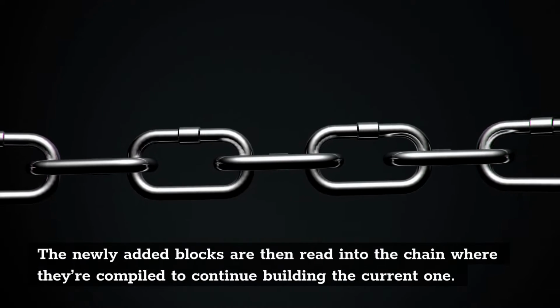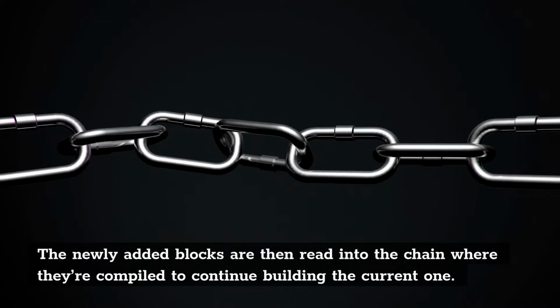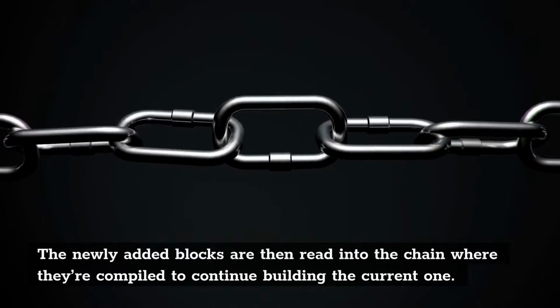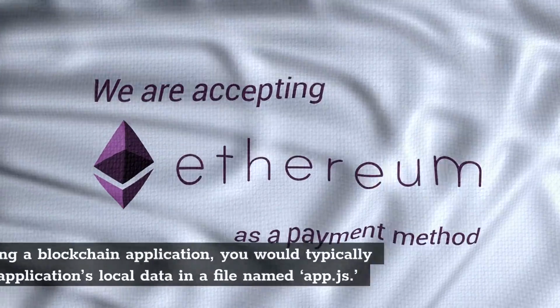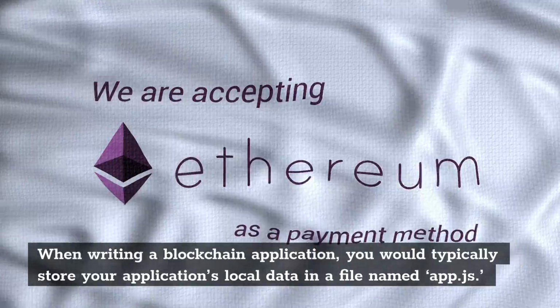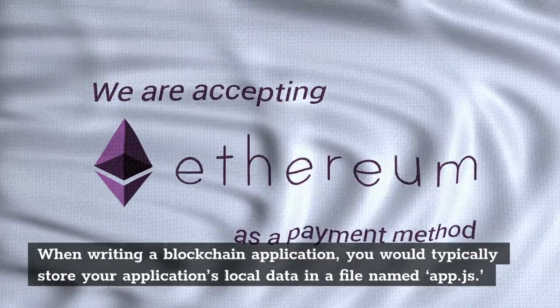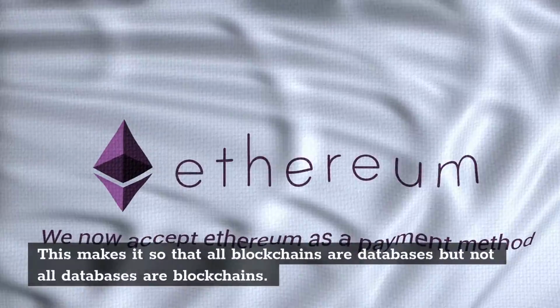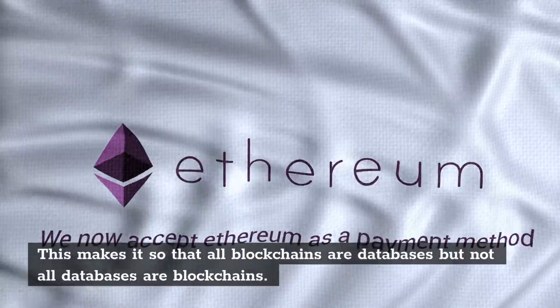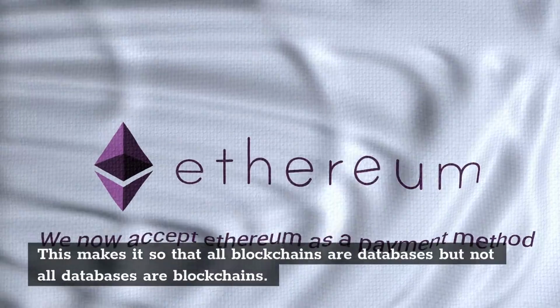The newly added blocks are then read into the chain where they're compiled to continue building the current one. When writing a blockchain application, you would typically store your application's local data in a file named app.js. This makes it so that all blockchains are databases, but not all databases are blockchains.